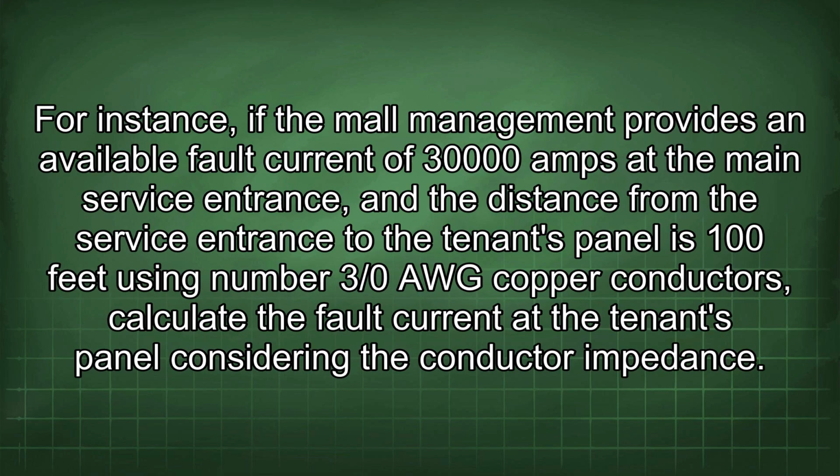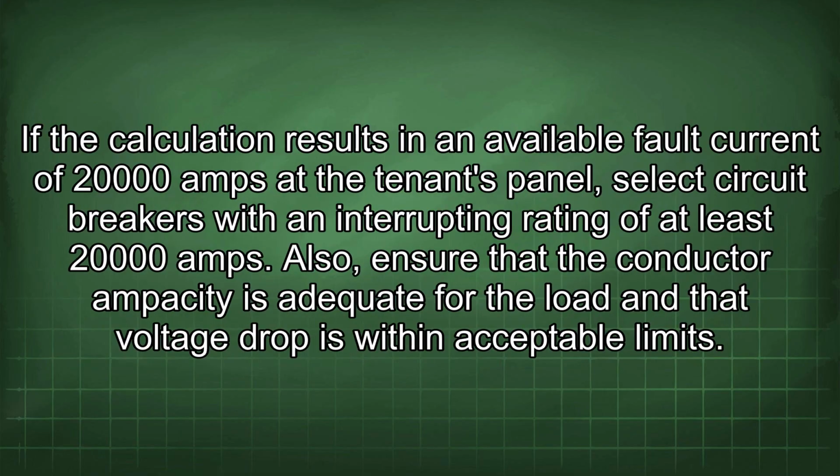For instance, if the mall management provides an available fault current of 30,000 amps at the main service entrance, and the distance from the service entrance to the tenant's panel is 100 feet, using number 3/0 AWG copper conductors, calculate the fault current at the tenant's panel considering the conductor impedance. If the calculation results in an available fault current of 20,000 amps at the tenant's panel, select circuit breakers with an interrupting rating of at least 20,000 amps. Also, ensure that the conductor ampacity is adequate for the load and the voltage drop is within acceptable limits.